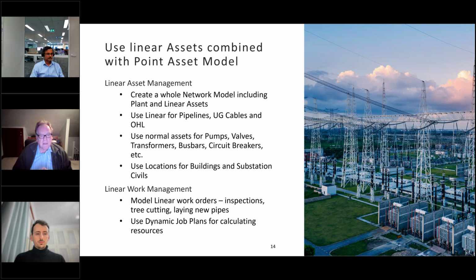Using dynamic job plans. So if you're doing vegetation clearance or if you're doing walk the line, the length of time it takes and the number of resources it takes are dependent on the length of the line or length of pipe that you're actually monitoring or walking.